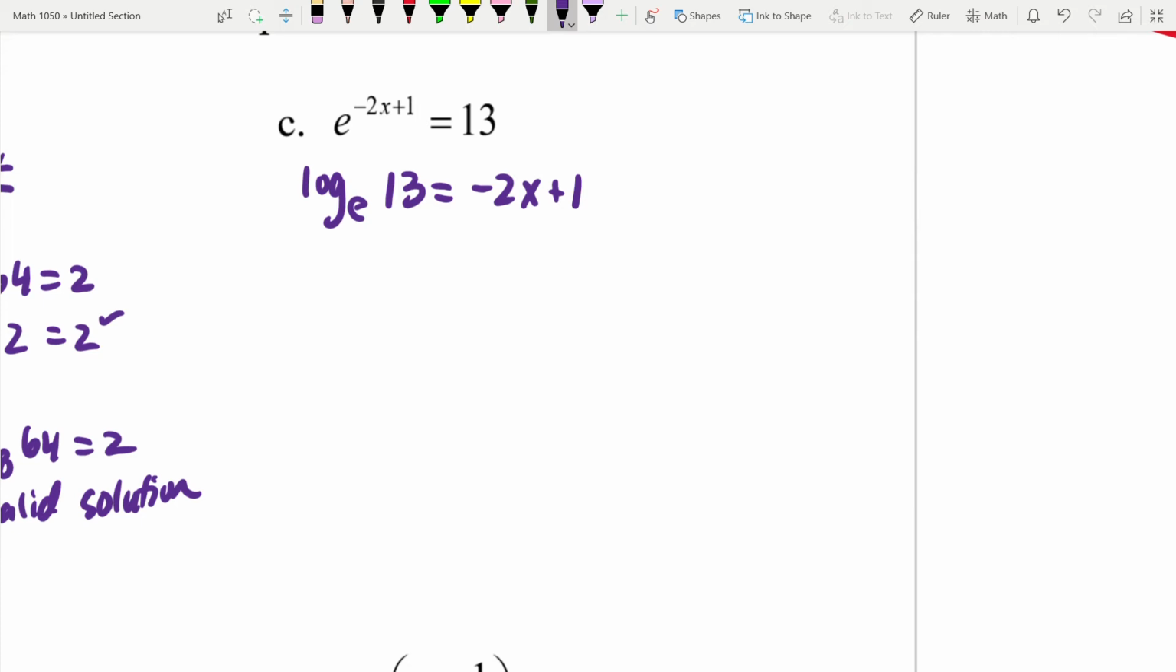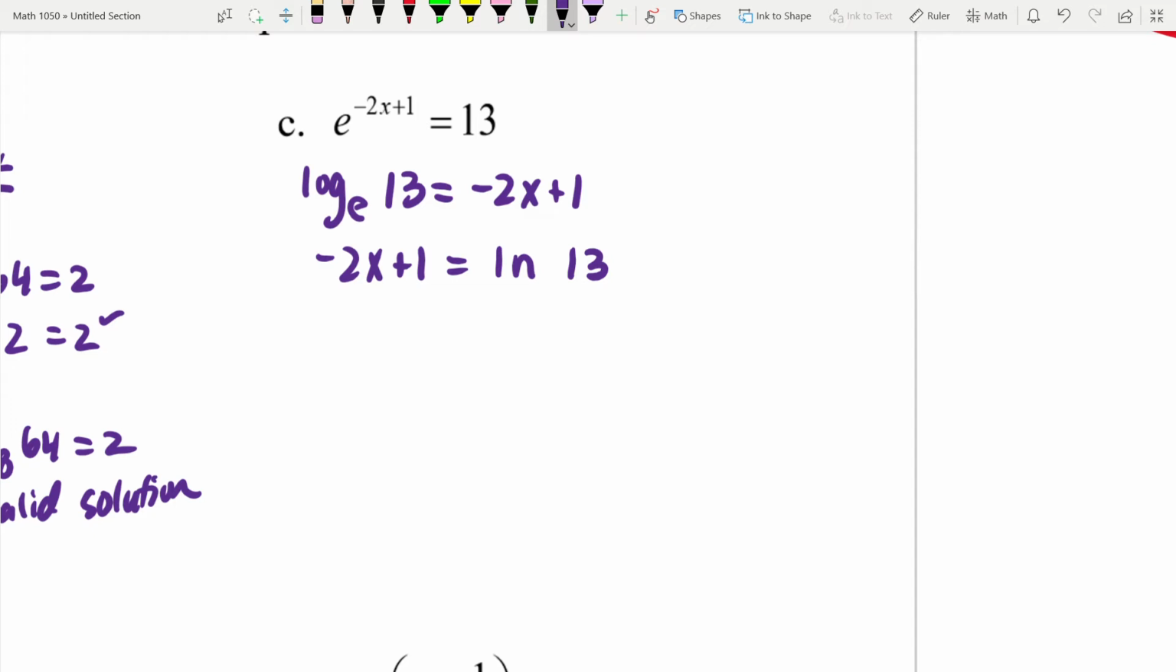Now some people might be saying, why'd she write log base e? Well, what else could I have written? ln. I don't care what you write, doesn't matter to me. So everybody go, negative 2x plus 1 equals ln 13. I'm trying to solve for x. Tell me what to do now. Just tell me quickly, what do I do to solve it for x? No calculator, it didn't ask me to write it as a decimal. What do I do to get my x alone?